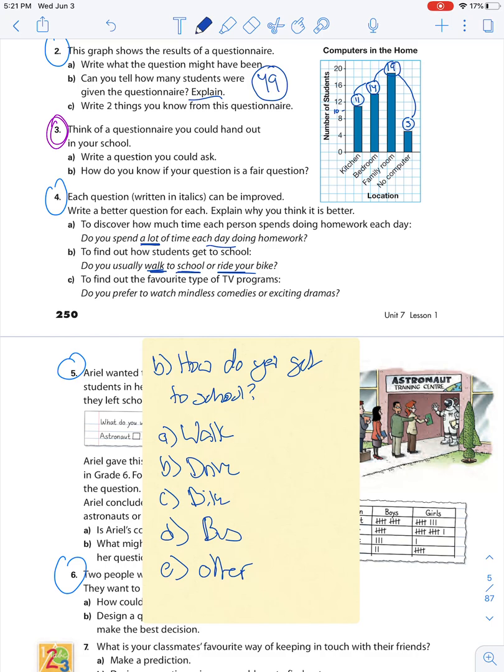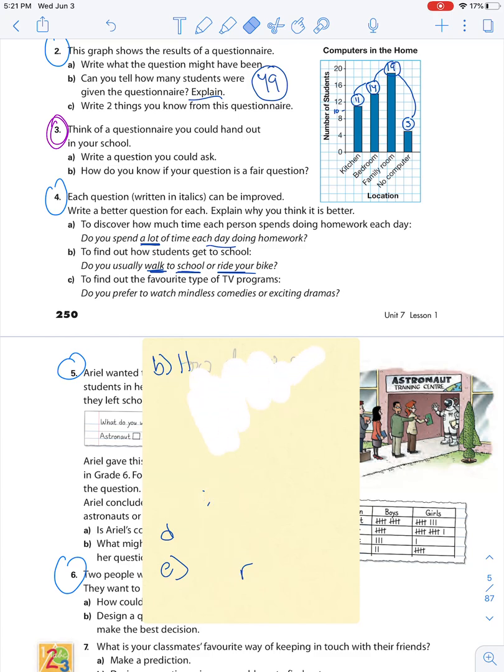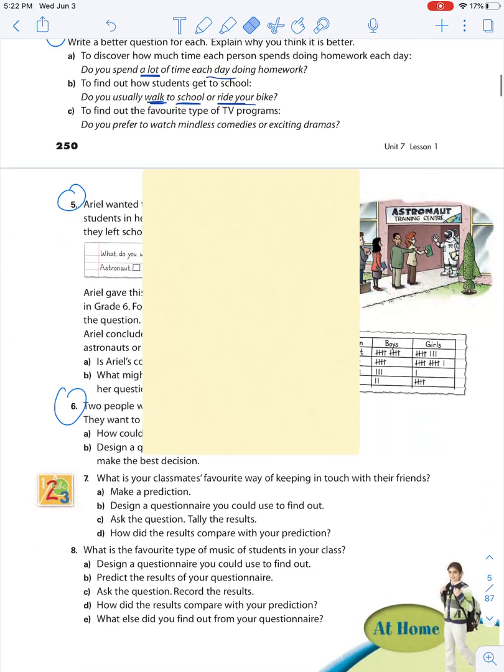Okay, next. To find out the favorite type of TV programs, do you prefer watching mindless comedies or exciting dramas? Okay, so again, for this one, I'm not going to write it out, just save a little bit of time. But you would say, which type of TV program do you like watching the most? And then you have to provide a couple of different options.